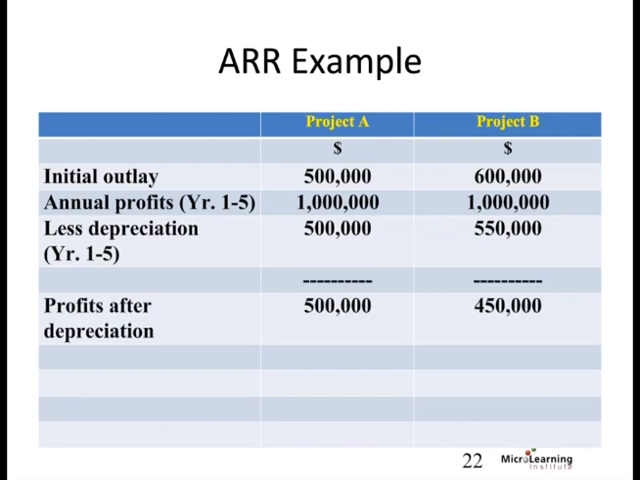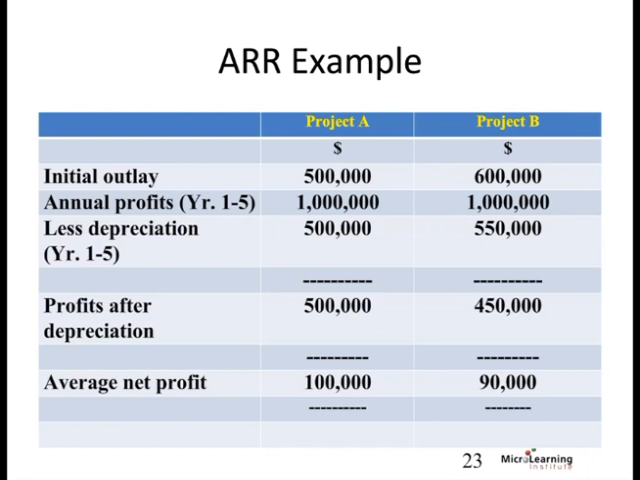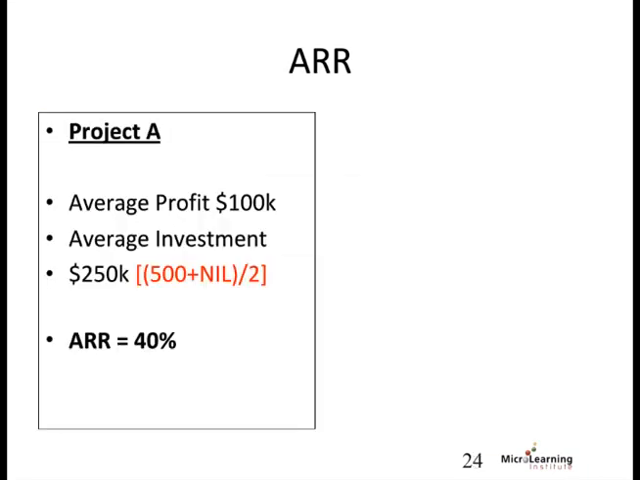Profit after depreciation for Project A is $500,000. Profit after depreciation for Project B is $450,000. As the project duration is 5 years, the average net profit for Project A is $100,000, and the average net profit for Project B is $90,000.